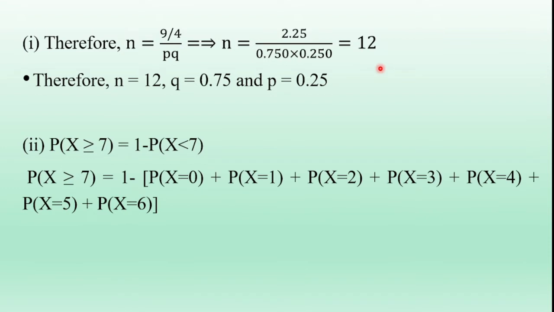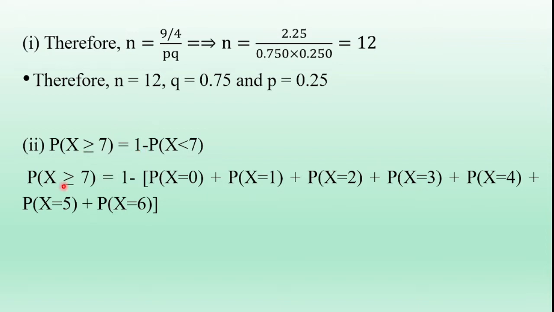And the second bit: determine P of x greater than or equal to 7. P of x greater than or equal to 7 means 7 to infinity, so it is not possible to determine the probability value directly. We can determine it using a property of probability: P of x greater than or equal to 7 is equal to 1 minus P of x less than 7. So first determine P of x less than 7 and substitute that value here.